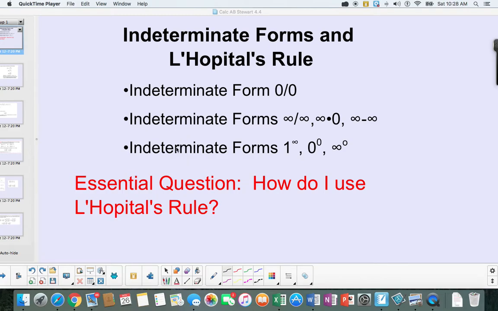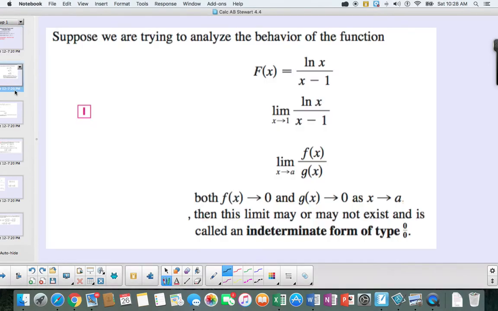Indeterminate forms in L'Hopital's rule. Essential question: how do I use L'Hopital's rule? We want to use limits to analyze the behavior of functions. In this particular case, we're wanting to look at what happens close to 1.